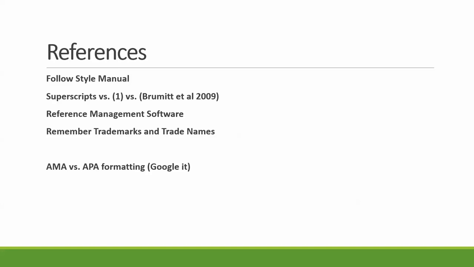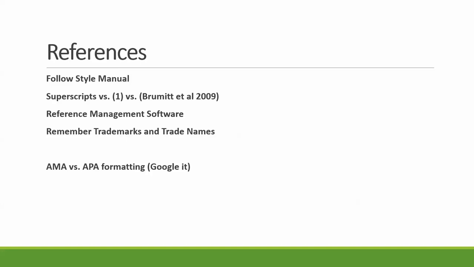And then for international journals or journals using APA format, they typically want to have the last name of the first author and sometimes additional authors listed too, and the year. So for example, Brummett et al. 2009.